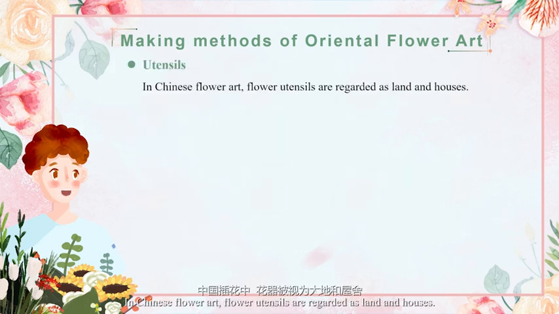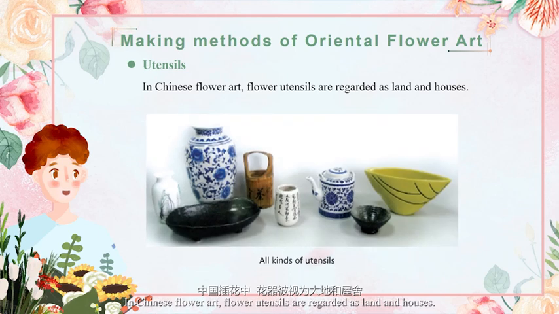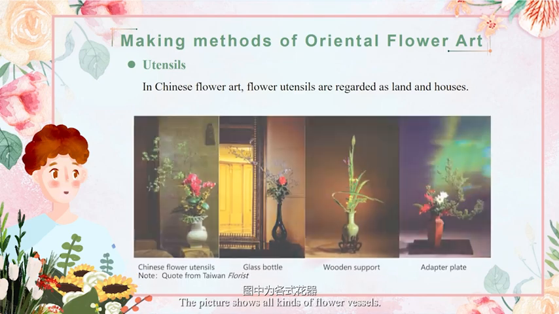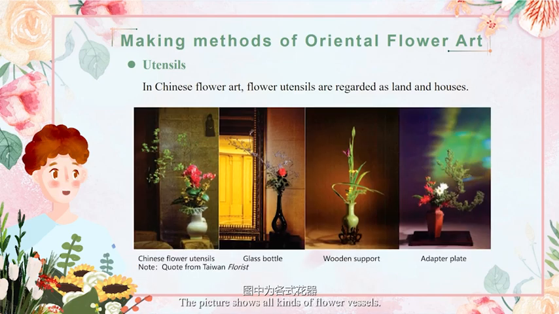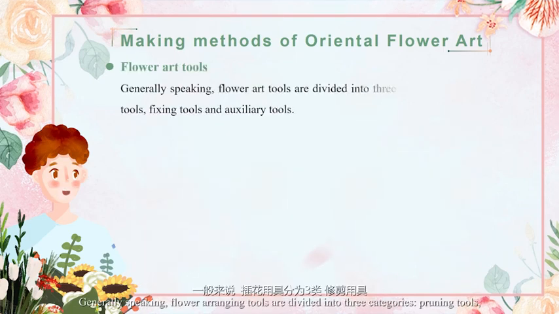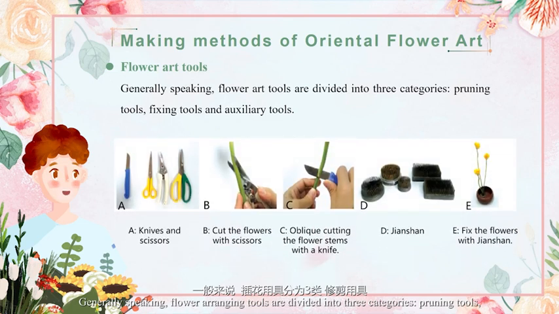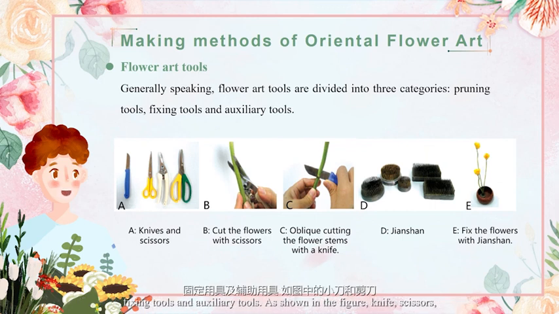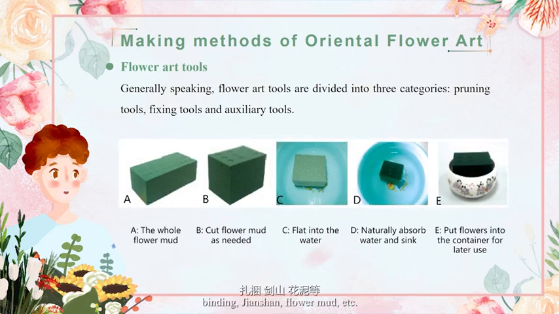In Chinese flower art, flower utensils are regarded as land and houses. The picture shows all kinds of flower vessels. Generally speaking, flower arranging tools are divided into three categories: pruning tools, fixing tools, and auxiliary tools. As shown in the figure, knife, scissors, binding, jianshan, flower mud, etc.